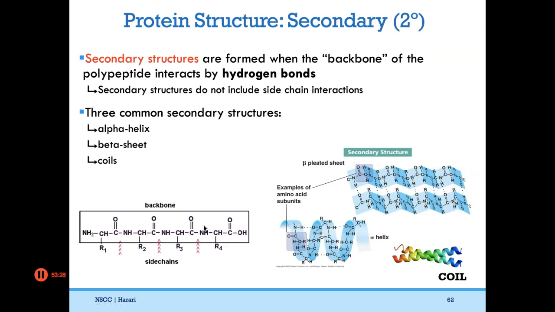And there are three very common secondary structures you should be familiar with. Again, all of these are due to hydrogen bonding in the polypeptide backbone. So you have an alpha helix, beta sheets, and coils. So an alpha helix, a beta sheet, and a coil, A, B, C, are the three types of secondary structures.